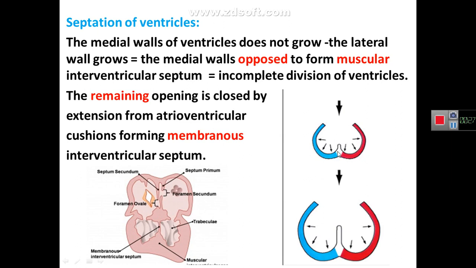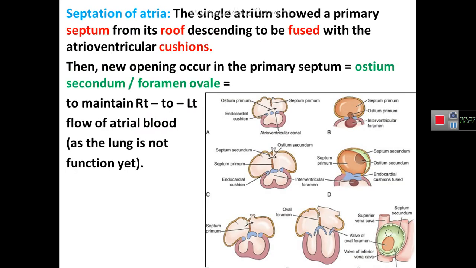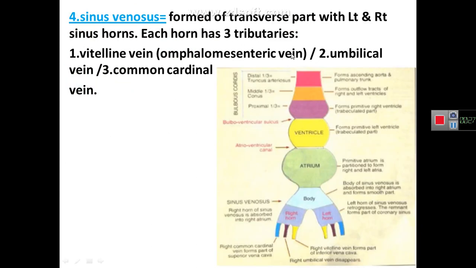Now we will talk about septation of the ventricles. Again, I have to go to the parts of the heart tube, to the figure. You remember that this ventricle part of the heart tube will form the left ventricle. This is the left ventricle, while the proximal one-third of bulbous cordis will form the right ventricle. So we need a septum here between the right ventricle and left ventricle.